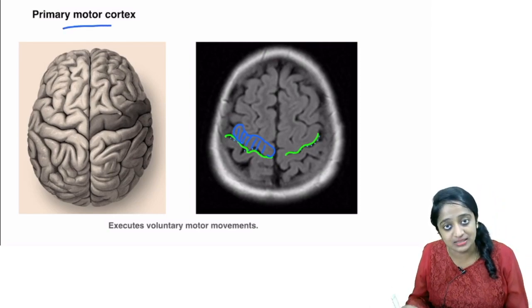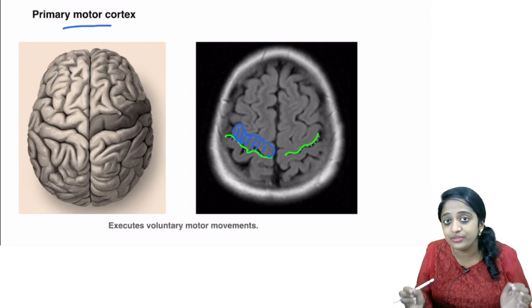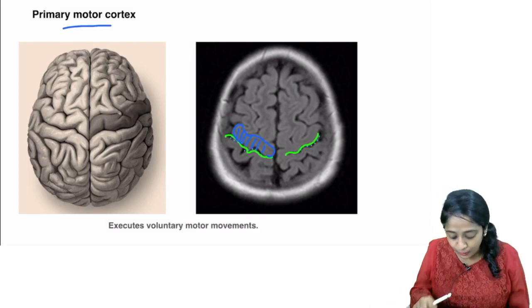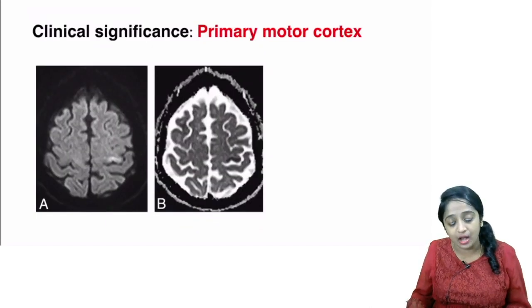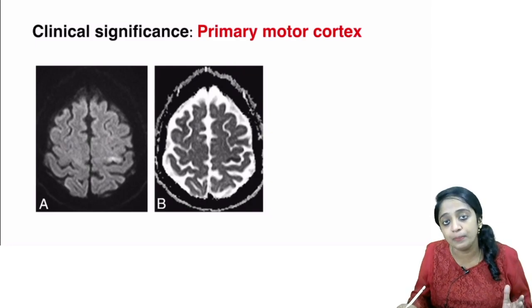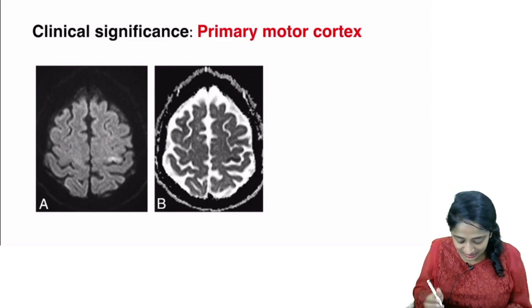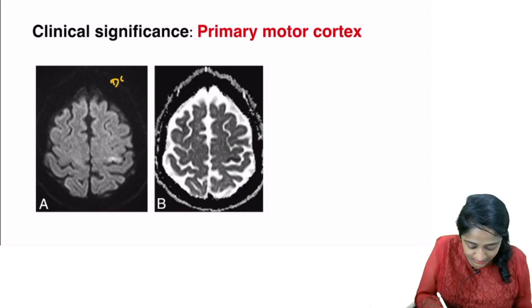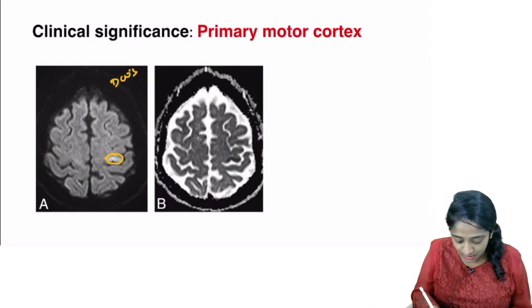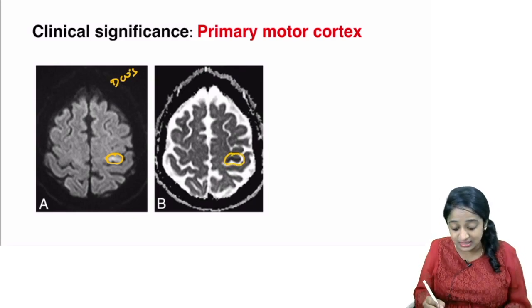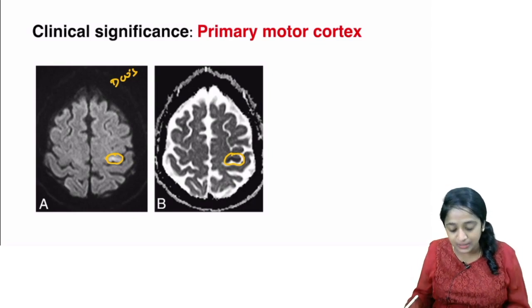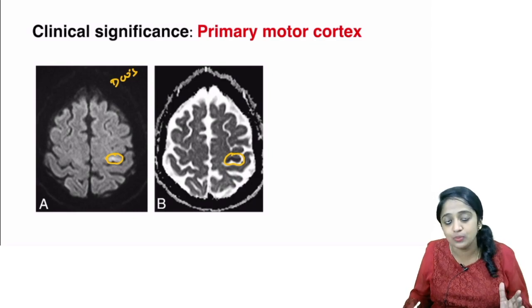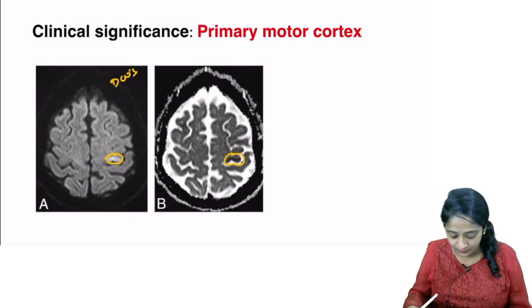So what is its function? As the name suggests, it helps in executing voluntary motor movements. So if you're getting an insult there, for example an acute infarct in that area, how will the patient present? The patient will present with motor weakness. In this picture, the trace diffusion weighted imaging shows a bright area in the precentral gyrus with a corresponding fall in ADC. So there is diffusion restriction. This signifies an acute infarct, and this patient will present with motor weakness.